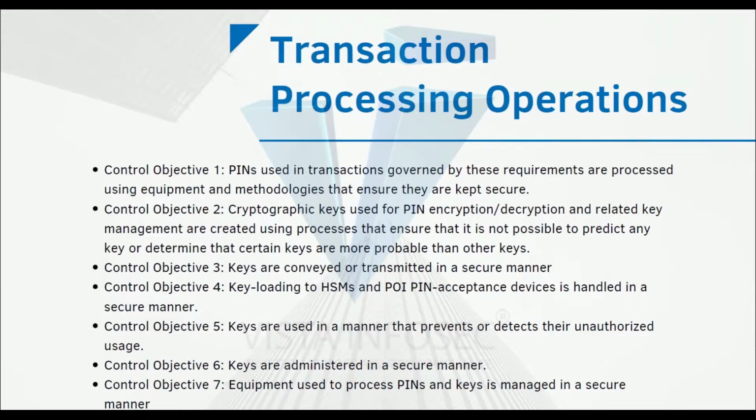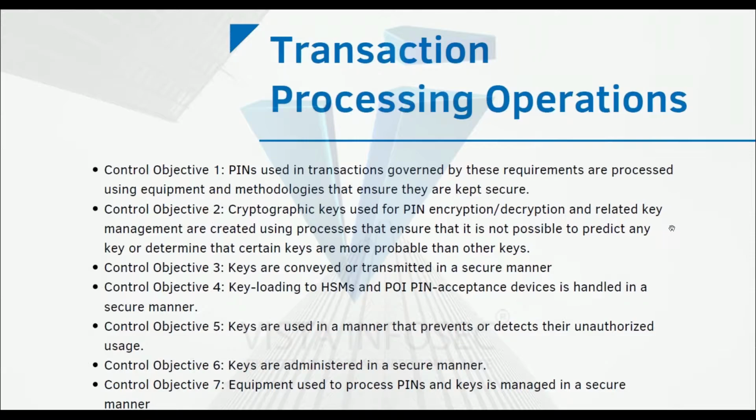Yeah. All right. So these are the control objectives. This is just an objective, and below that are the individual requirements, and below that are the individual controls. You can see the first one: PINs used in transactions governed by these requirements are processed using equipment and methodologies that ensure they are kept secure. Then PIN encryption and decryption. And this is something funny. In all the other sections, including this, you'll see that control objectives 3, 4, 5, 6, 7 are the same, just the control objective. But the control requirements inside would change.